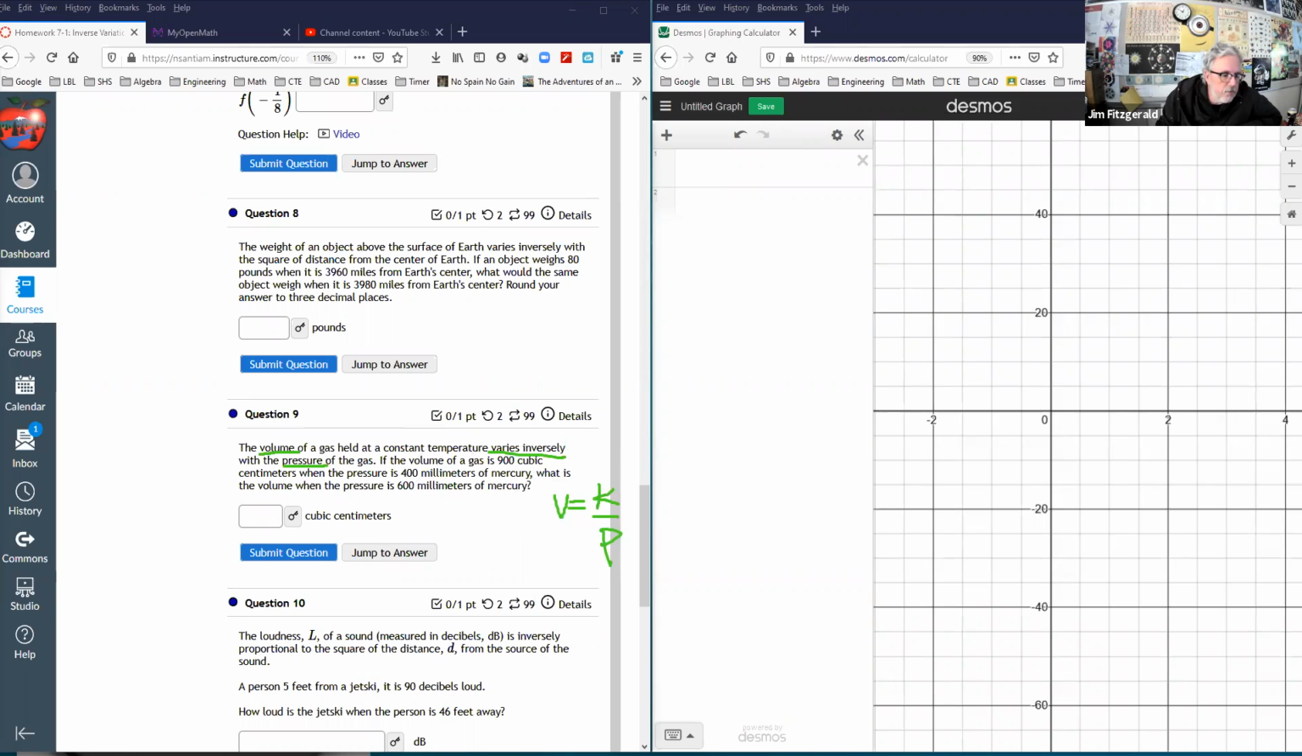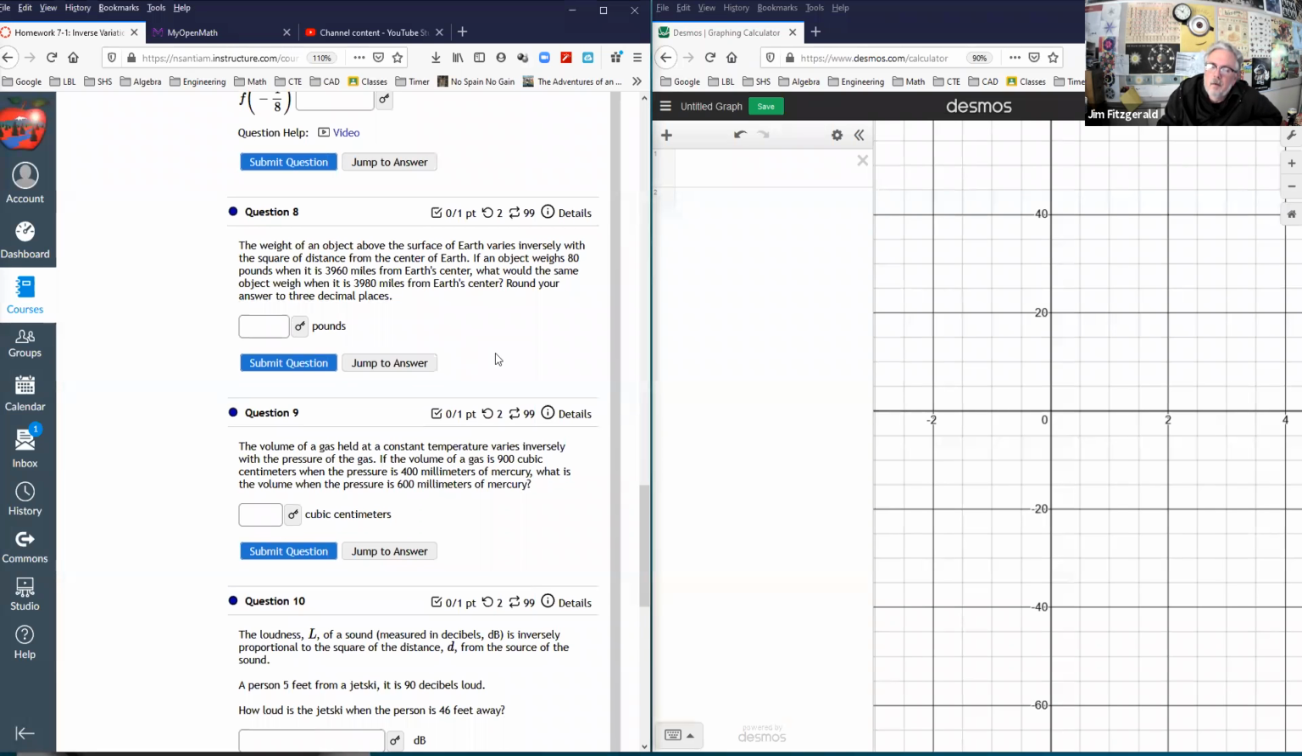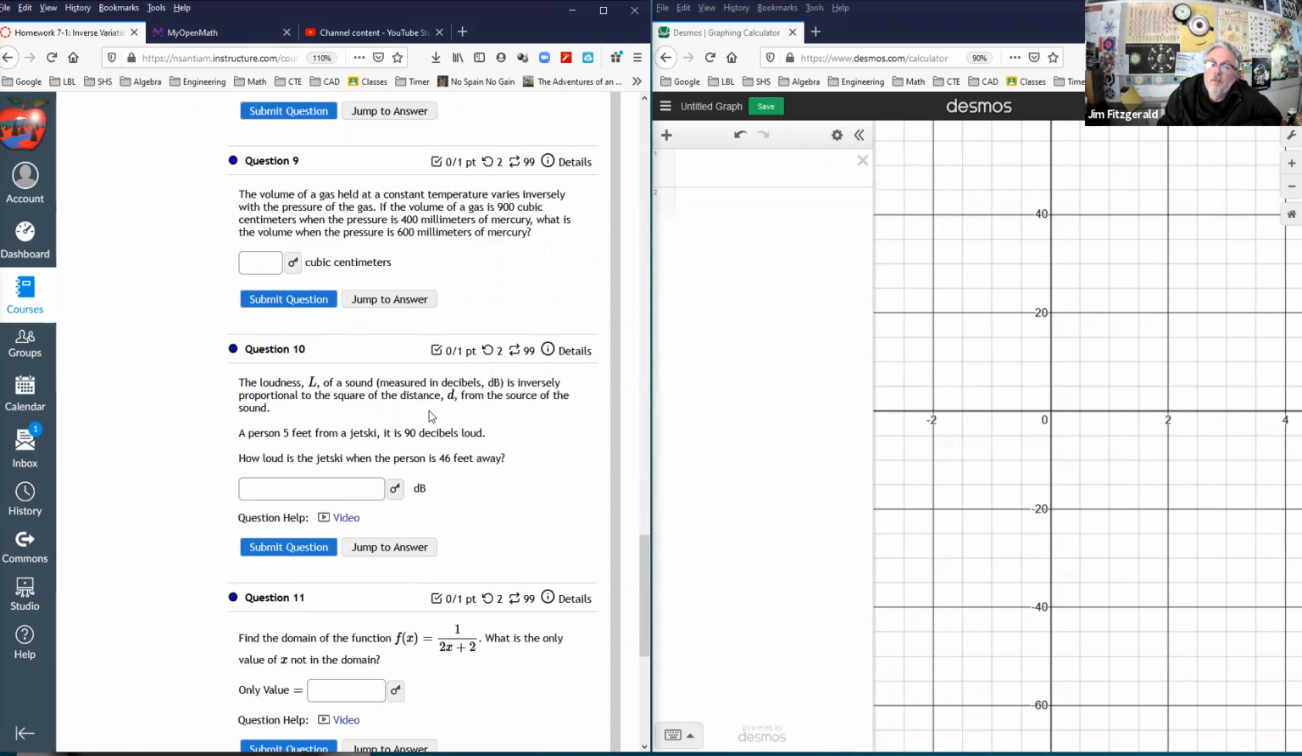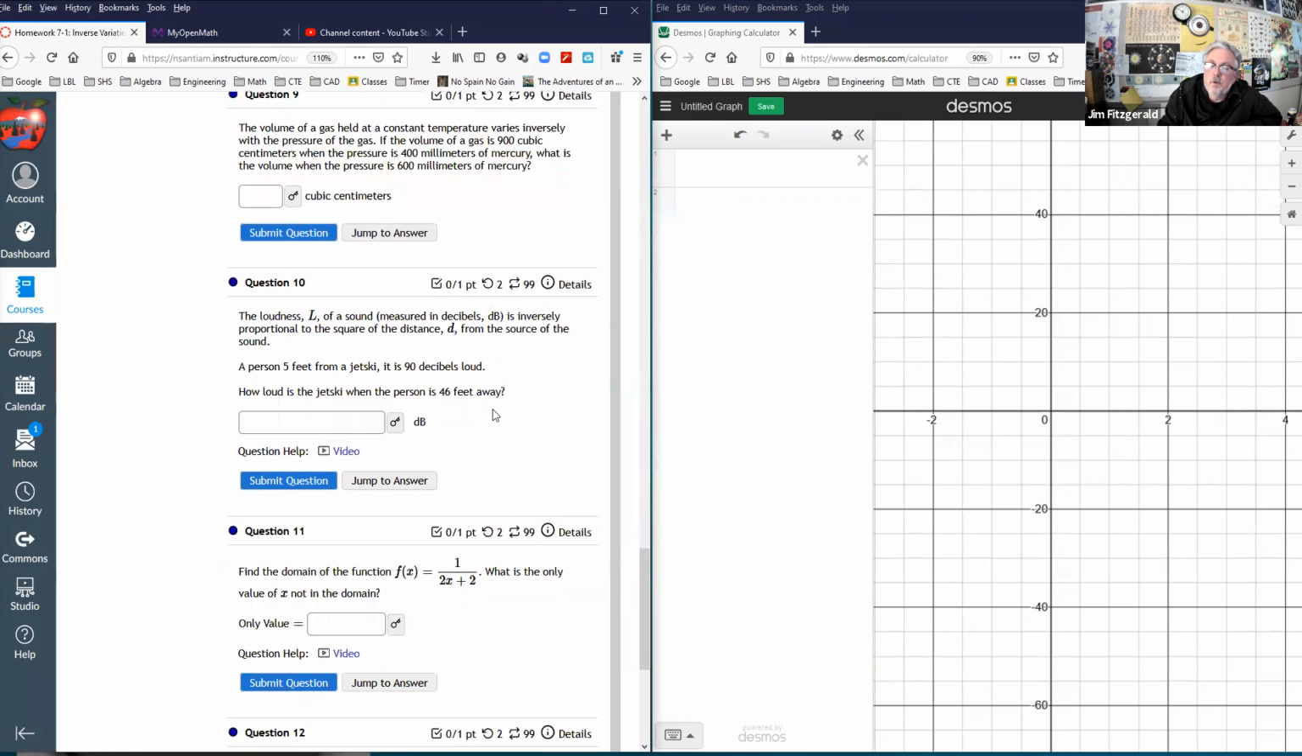Loudness in decibels is also an inverse variation. So there's a problem about that. So it's a square of the distance, right? So this is the distance squared.